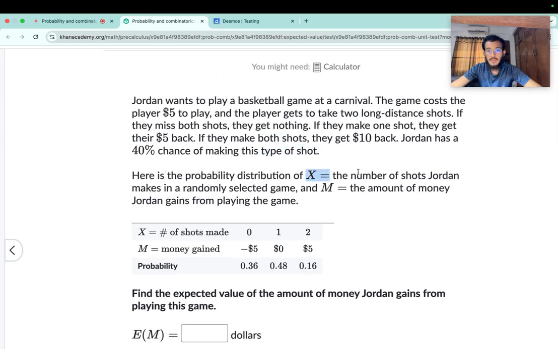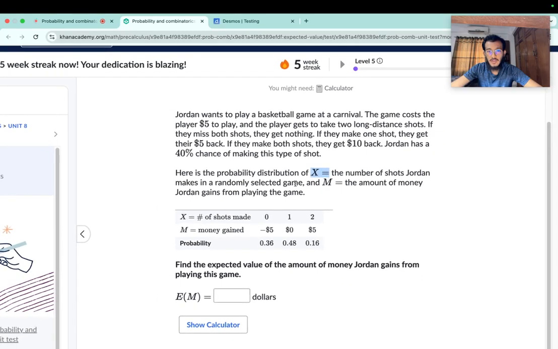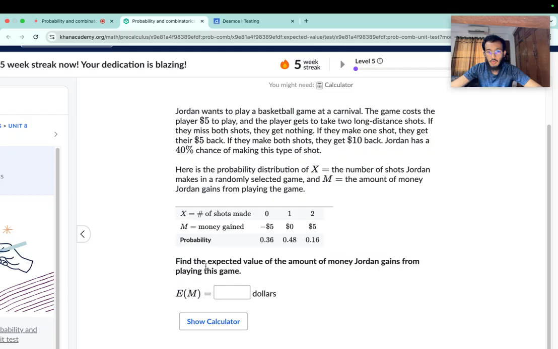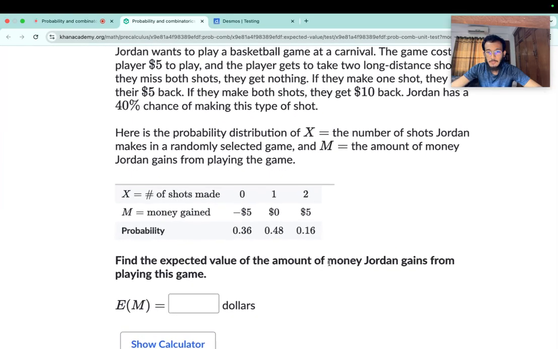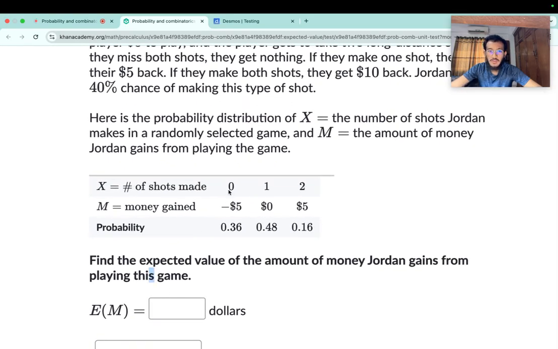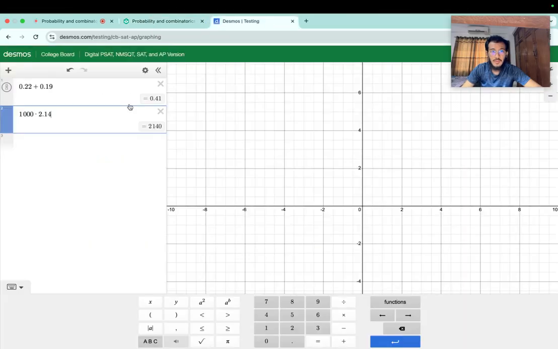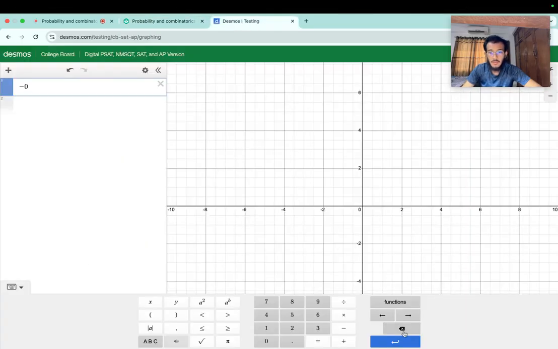Here's the probability of X, the number of shots Jordan makes in a randomly selected game, and M is the amount of money Jordan gains from this game. Find the expected value of the amount of money Jordan gains. So expected value is just the mean. Now here they're asking for money, so we don't care about X. We only care about this. So negative 5 times 0.36, since we're just finding the mean for the expected value. So negative 5 times 0.36, we have 36.